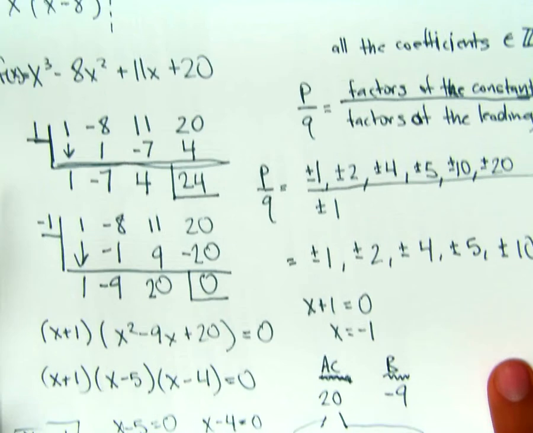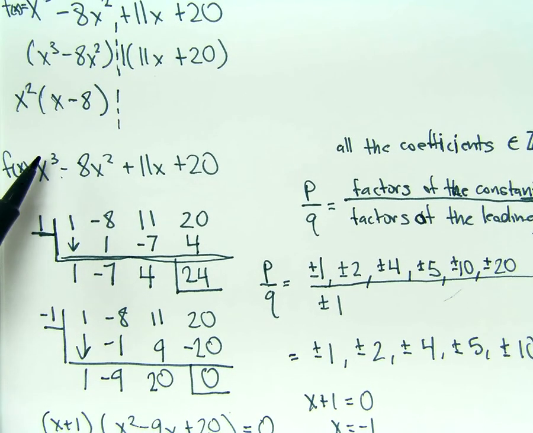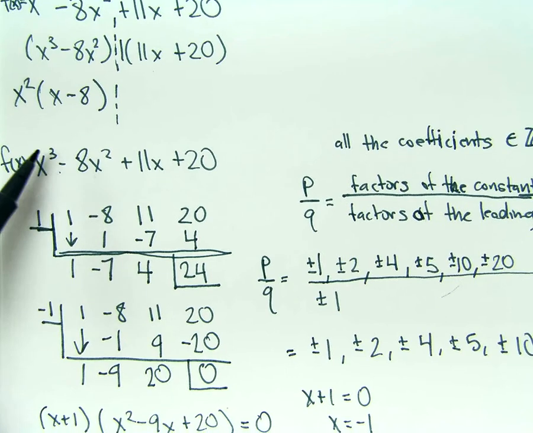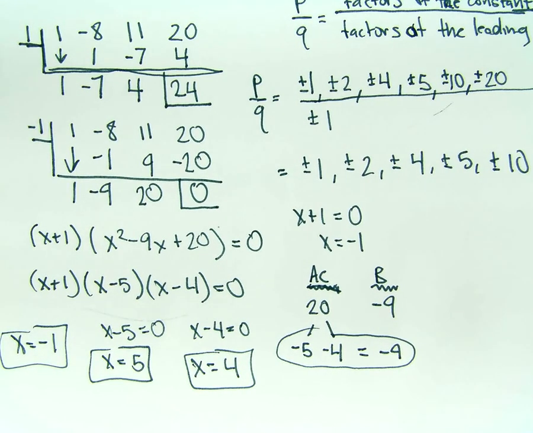And we started with a cubic, right? The highest degree was to the 3rd power, and we ended with 3 solutions. Okay? So that's the PQ method. It requires a little bit more, but it allows us to find these solutions to an even larger set of polynomials. Okay?